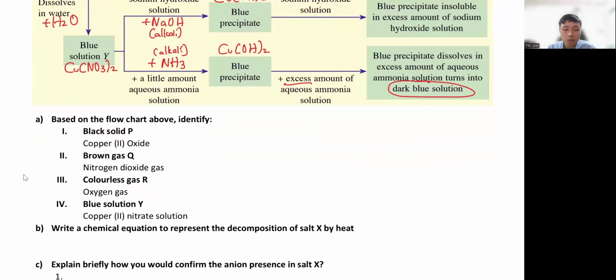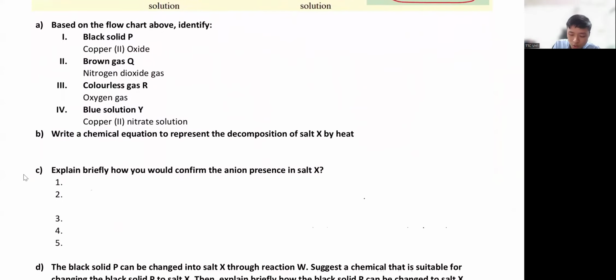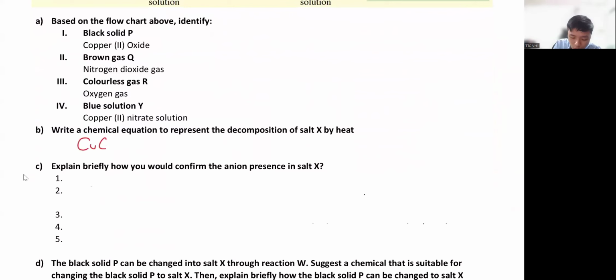B, write the chemical equation to represent the decomposition of salt X by heat. So you are trying to heat copper 2 nitrate. Heat, after that it becomes copper 2 oxide, nitrogen dioxide, oxygen gas. But if you leave it like this for your answer, you get 0 marks, because you don't balance. So you need to balance the equation.